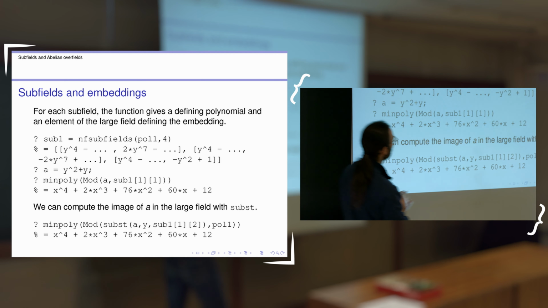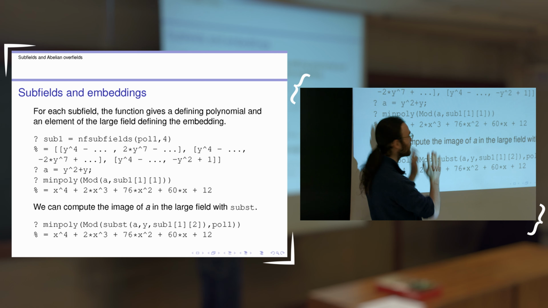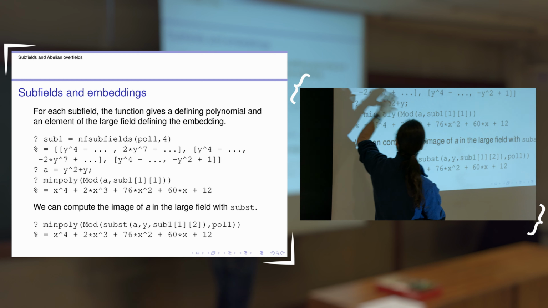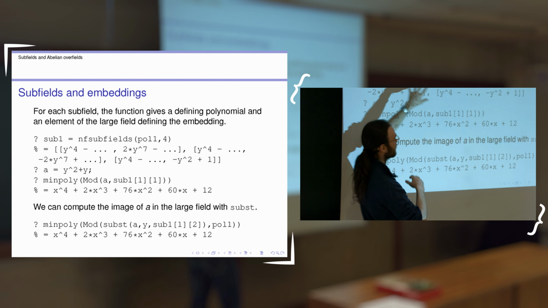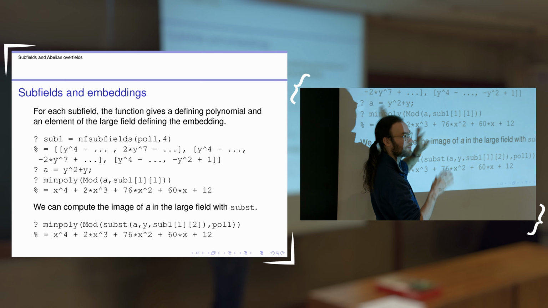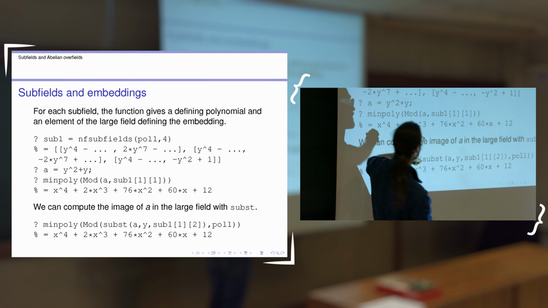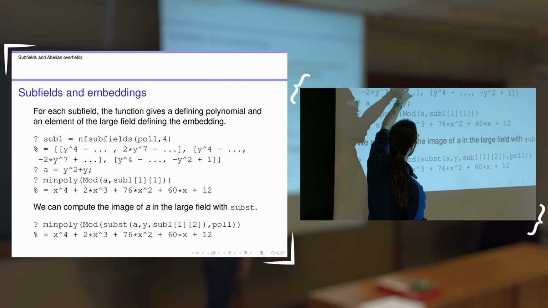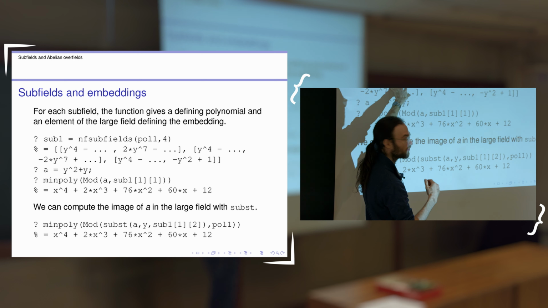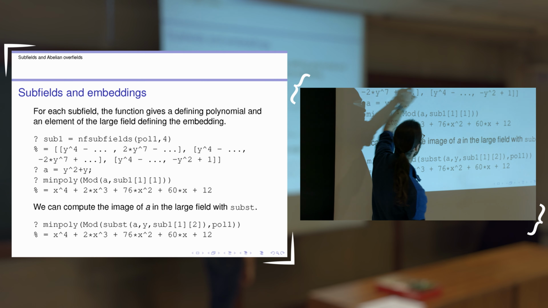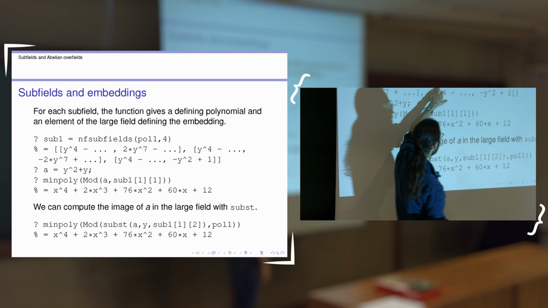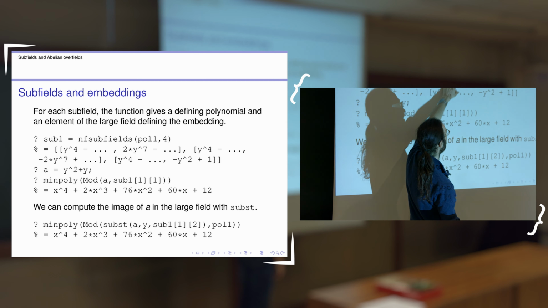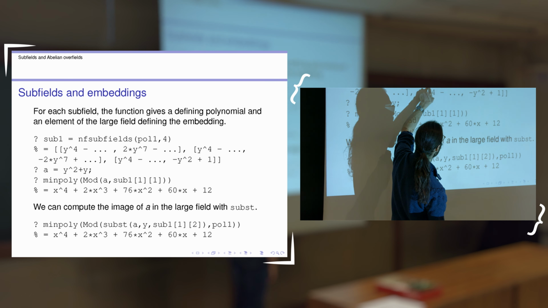But you have to keep track of which polynomial means what. So this is the degree 8 polynomial that represents the big field. Then you get a vector, each element of which represents one subfield. Now, for each subfield, you get a pair of polynomials. The first one is a defining polynomial for the subfield. So for instance, here, some degree 4 subfield. And then this second polynomial is going to be a polynomial of degree strictly less than this one.